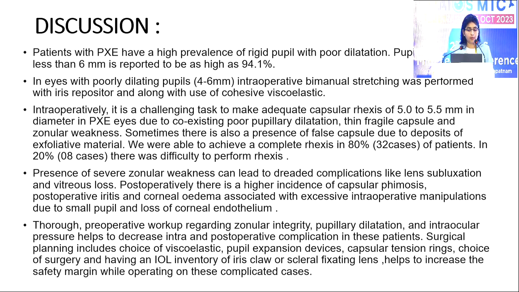Postoperatively, there is a high incidence of capsular phimosis, postoperative iritis, and corneal edema associated with excessive intraoperative manipulation due to small pupil and loss of corneal endothelium. Thorough preoperative workup regarding zonular integrity, pupillary dilatation, and intraocular pressure helps to decrease intra- and postoperative complications in these patients. Surgical planning includes choice of viscoelastic, pupil expansion devices, capsular tension rings, choice of surgery, and having an inventory of iris claw or scleral fixating lens, which helps to increase the safety margin while operating on these complicated cases.